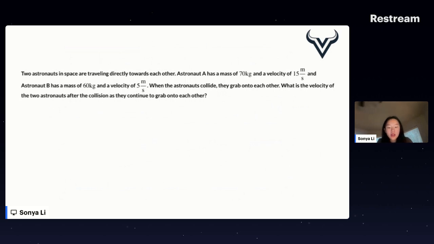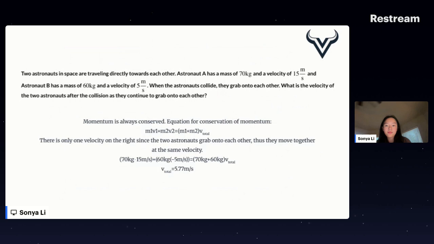Okay, so now let's try another problem. We are tasked with finding the final velocity of the two astronauts. Take some time to try it by yourself before I give my explanation. Okay, so this is the answer. Momentum is always conserved. The equation for the conservation of momentum is m1v1 plus m2v2 equals (m1 plus m2) times v total. There's only one velocity on the right since the two astronauts grab onto each other. Thus, they move together at the same velocity.